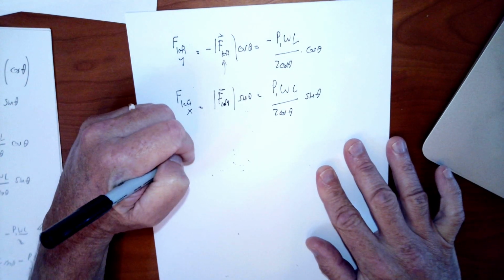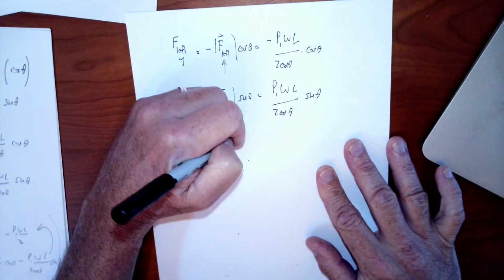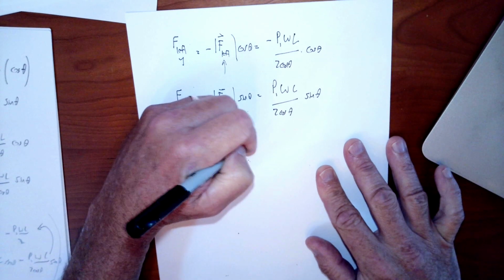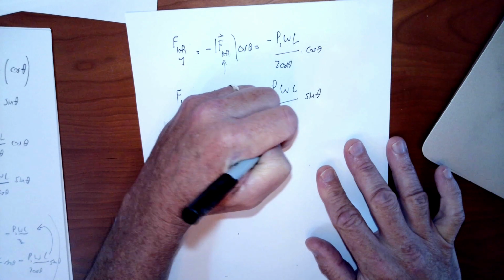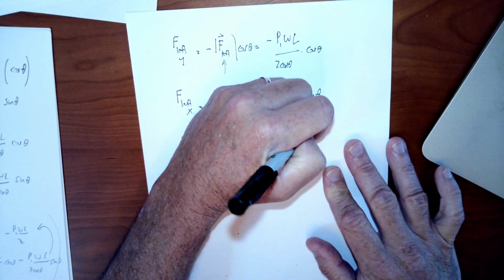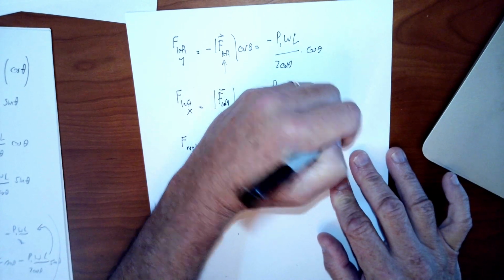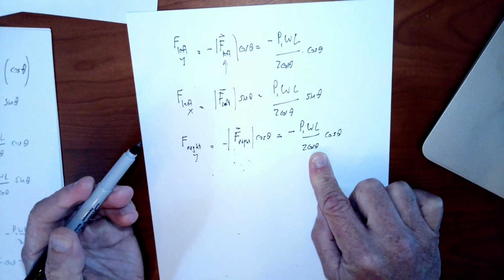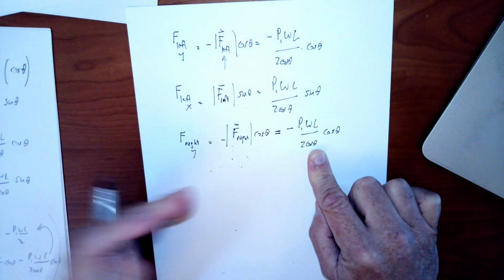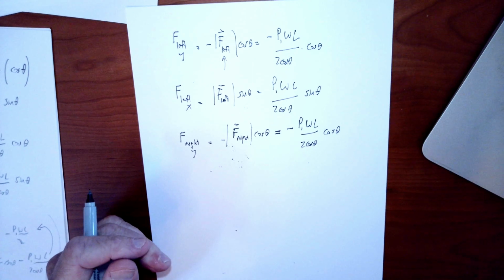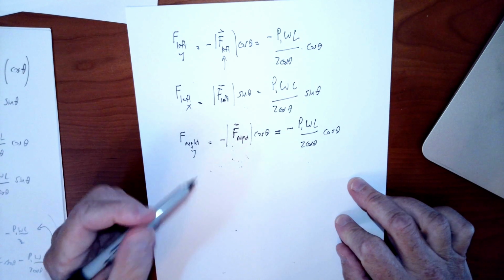F right y is equal to minus F right magnitude times cosine of theta, which is equal to minus P1 WL over 2 cosine theta, because the magnitude of F right and F left are the same in this case because they are identical. The two sides are identical because the shape is symmetric. So F right and F left magnitude are identical. What's different is the direction.